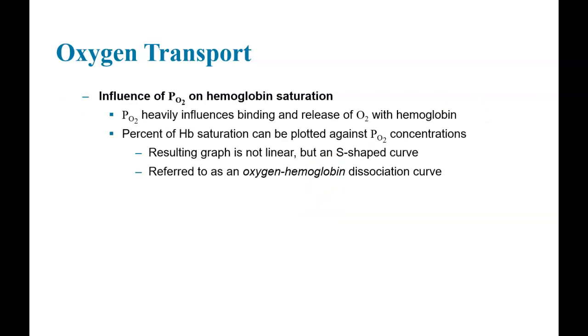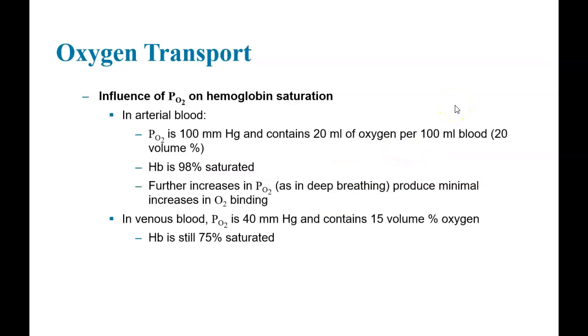When hemoglobin is binding and releasing oxygen, the percent of hemoglobin saturation can be plotted against the partial pressure of oxygen. This results in an S-shaped curve, and it's referred to as the oxygen hemoglobin dissociation curve. And so the way that the partial pressure of oxygen influences hemoglobin saturation can be seen in blood vessels.